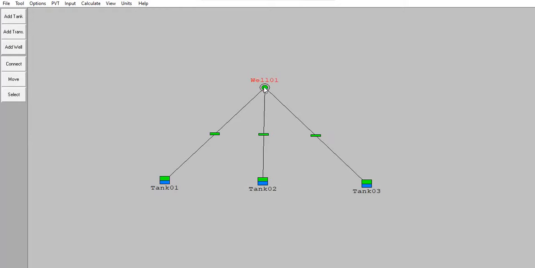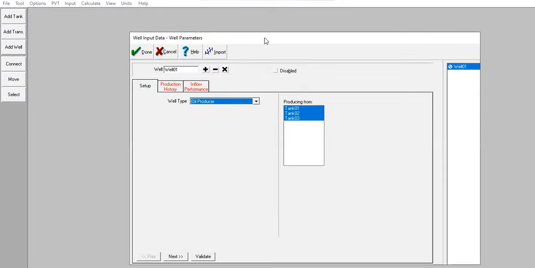All right, so this well will produce oil. We have the production history data from this well. And actually this well will get the oil from these three reservoirs, tank 1, tank 2, and tank 3. But we don't know the production allocation or the production contribution from each tank. So we will calculate the production allocation by first inputting the data in well 1. Okay, so let's go, double click. So we are now inside the well input data.